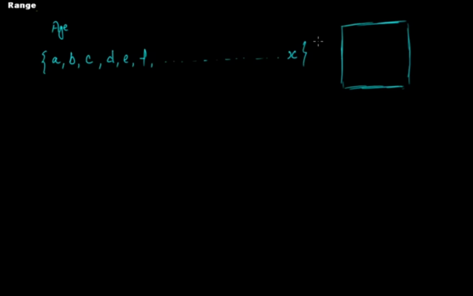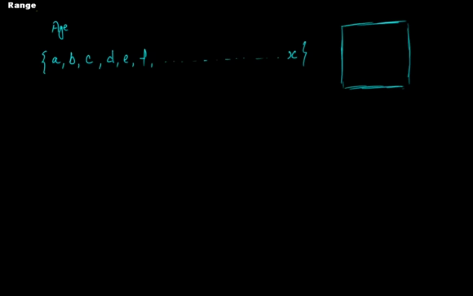Okay, now someone tells you that, hey, we have this data set. These are some arbitrary variables we have assigned to the ages of all the people present in this room, where A, B, C, D, E, F until X, these are the ages of people present in this room.